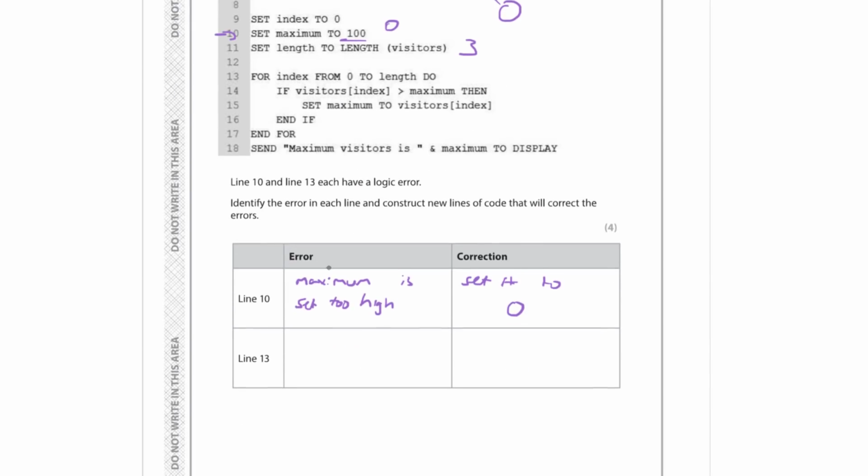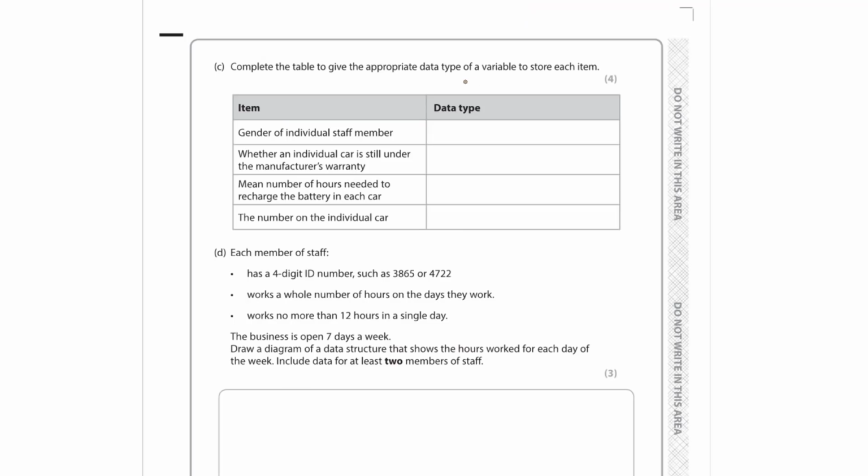So the error is array indexed out of bounds, which can be a fatal error. And so to correct it, you want to go from 0 to length minus 1, because we're counting from 0. If we weren't counting from 0, this would be from 1 to length, but otherwise we have to do length minus 1.